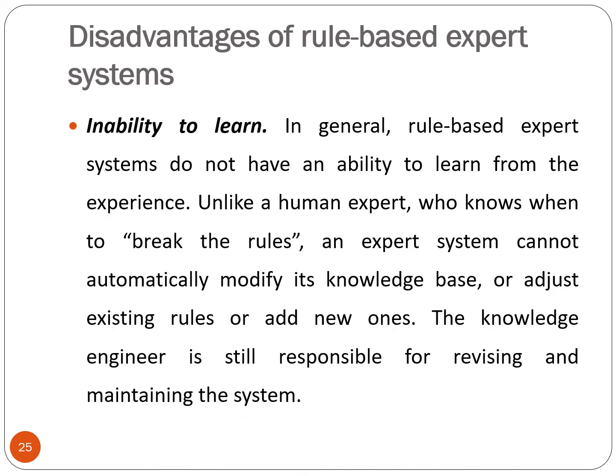And the last one is the inability to learn. In general, rule-based systems do not have the ability to learn from their experience. It cannot learn by itself. Unlike a human expert who knows when to break the rules, an expert system cannot automatically modify its knowledge base, adjust existing rules, or add new ones. The knowledge engineer is still responsible for revising and maintaining the system. We still need a human to intervene in order to update the knowledge base of the expert system.